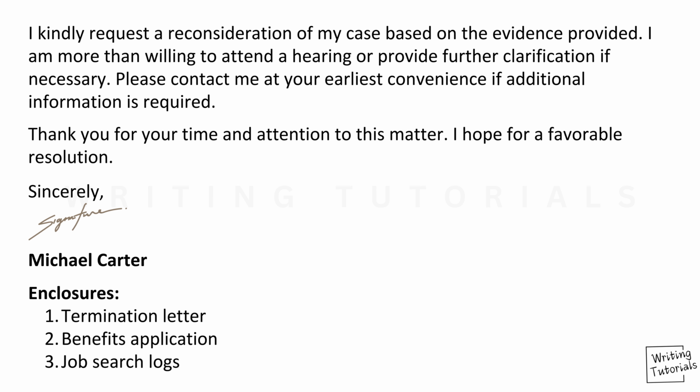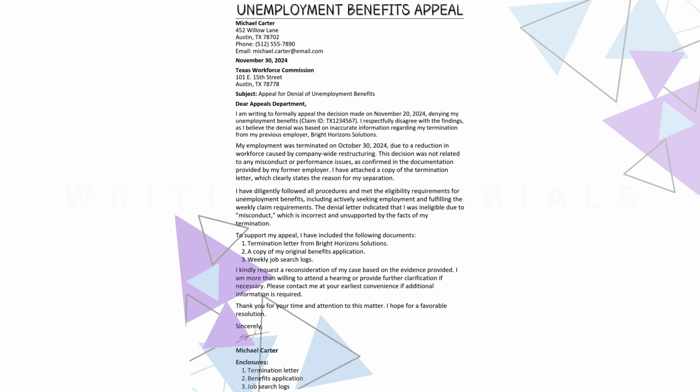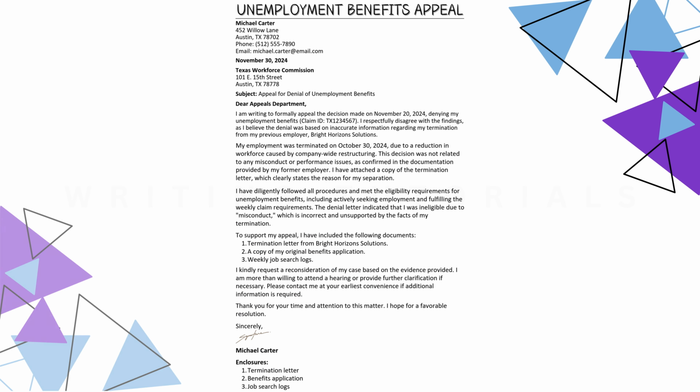And there you have it, a complete step-by-step guide to writing an unemployment benefits appeal letter. The key takeaways are: be clear and concise in explaining why you're appealing. Provide factual evidence to support your case. Maintain a professional and respectful tone throughout.